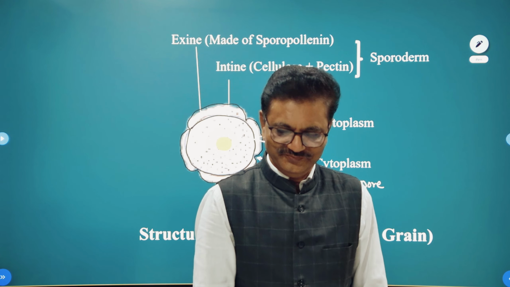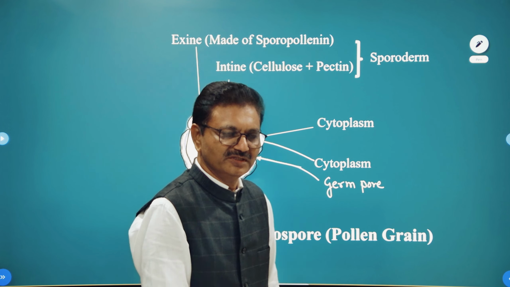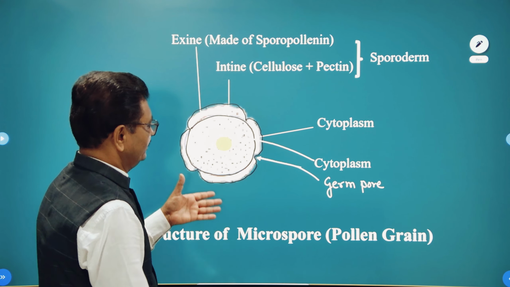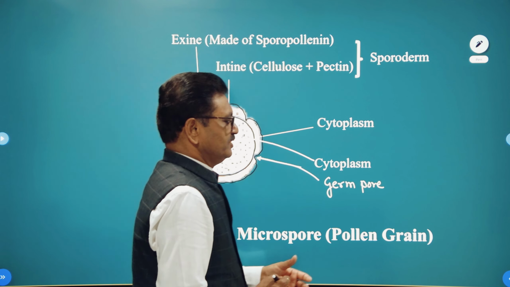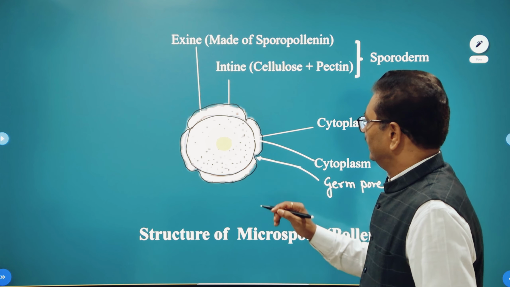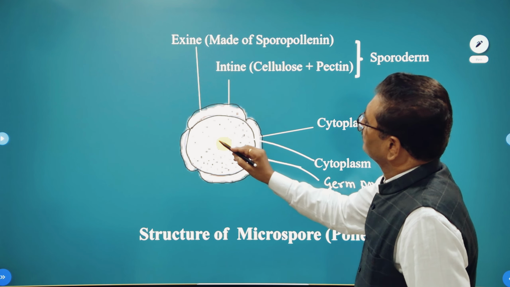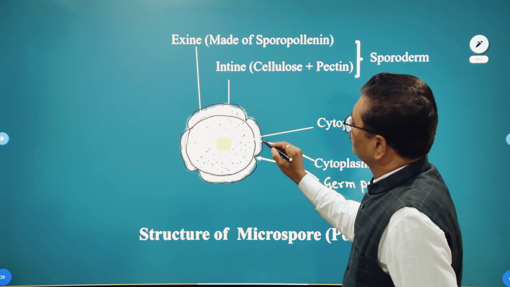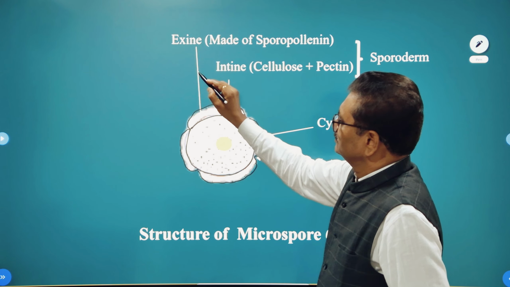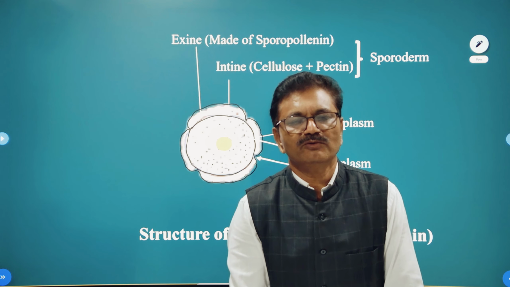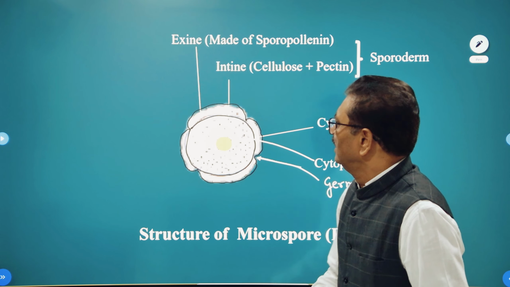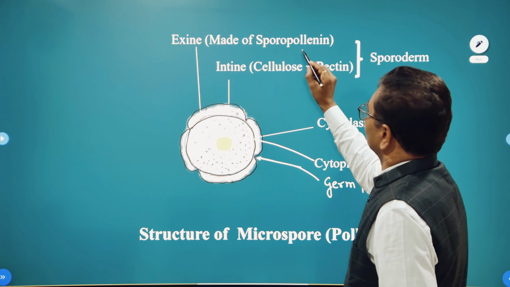Now we will see the structure of pollen. Pollen grain का structure कैसे होता है ये अब अभी देखेंगे हम लोग. So if you see the structure of pollen grain, the outermost wall of the pollen grain is called exine. जो outermost wall होता है pollen grain का उसको क्या बोलते हैं हम लोग? Exine बोलते हैं. And this exine is made up of sporopollenin.